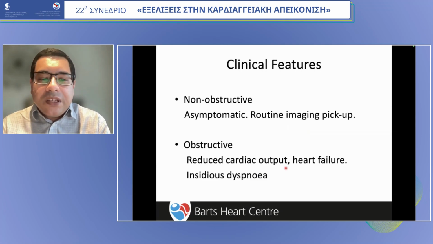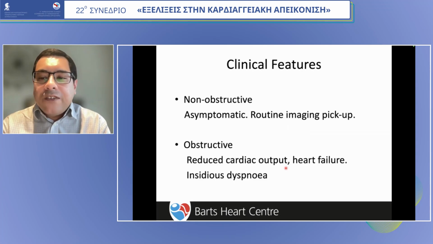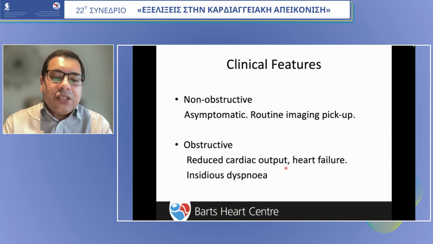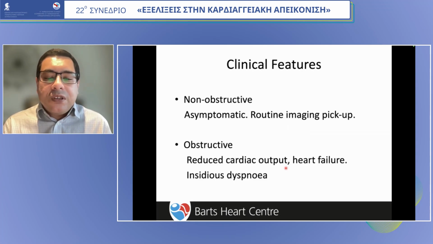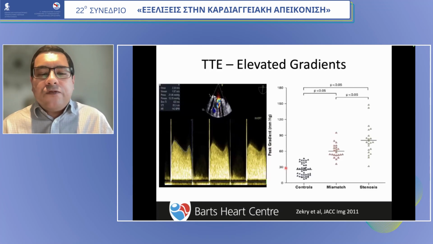Moving on to imaging, which I think was the main part of the talk, we can either have non-obstructive thrombus, which is asymptomatic, often picked up on routine imaging. For example, if a patient with a mechanical valve has an embolic event, you might pick that up. Or obstructive thrombus, which causes reduced cardiac output, heart failure, and insidious dyspnea. Let's go through the imaging features to work out which are the most useful.